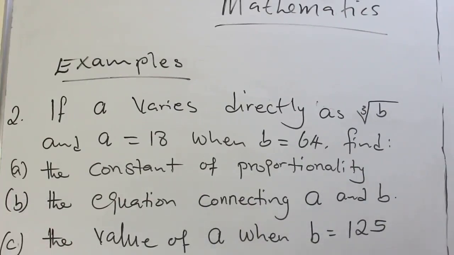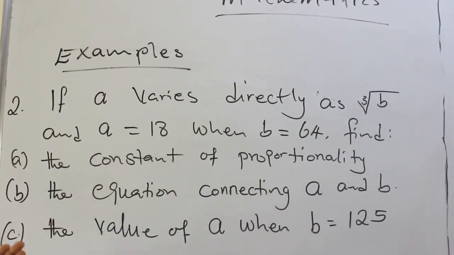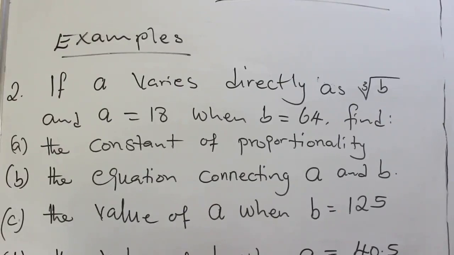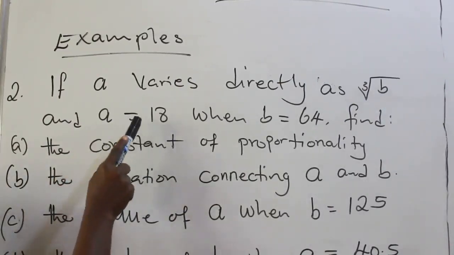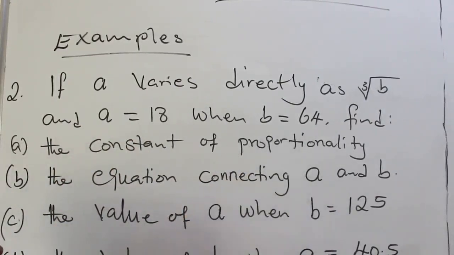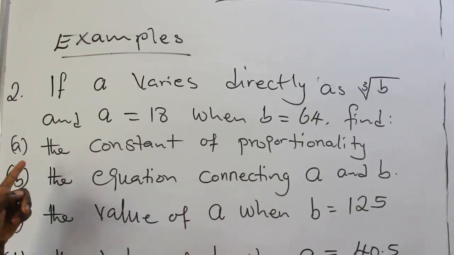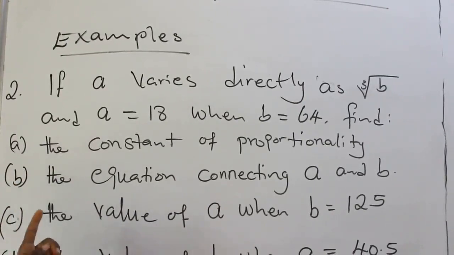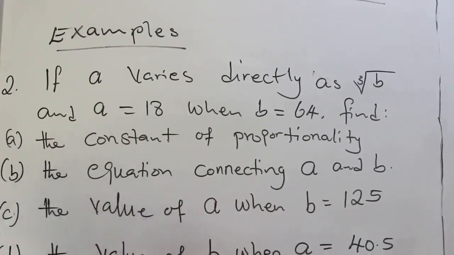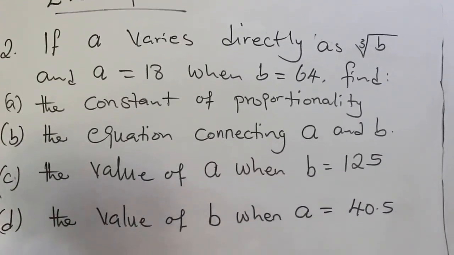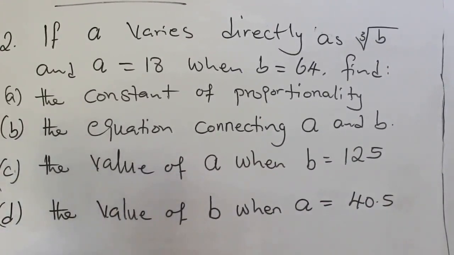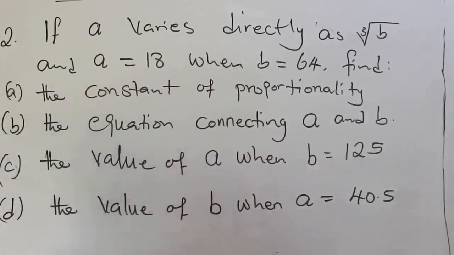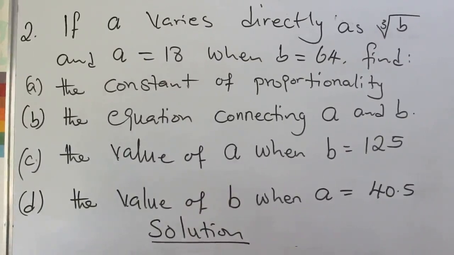Alright, let's look at example 2. Example 2 says, if A varies directly as the cube root of B and A is equal to 18 when B is equal to 64, find: A, the constant of proportionality; B, the equation connecting A and B; C, the value of A when B is equal to 125; and the last one, D, the value of B when A is equal to 40.5. Let's look at the solution.